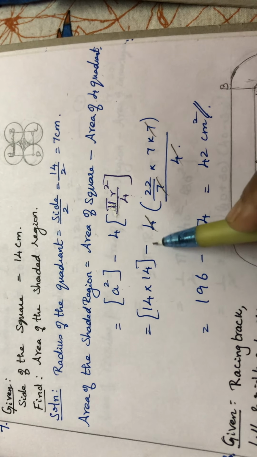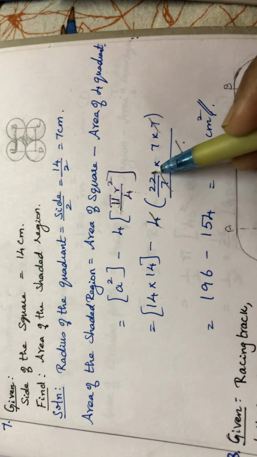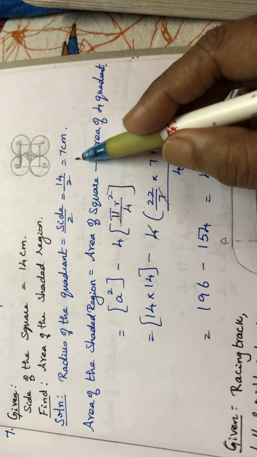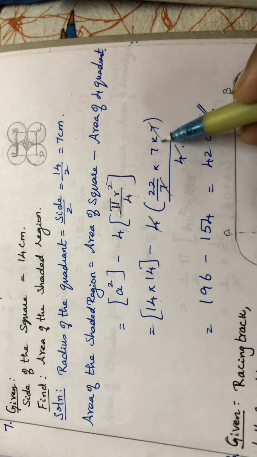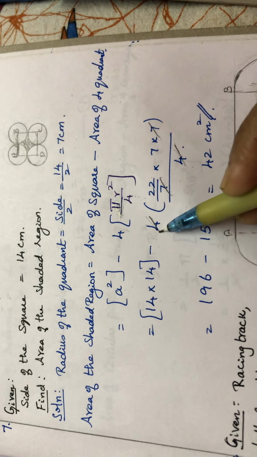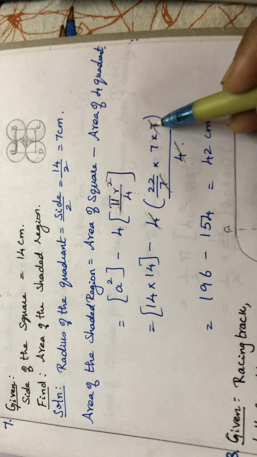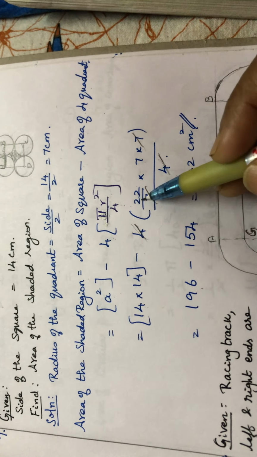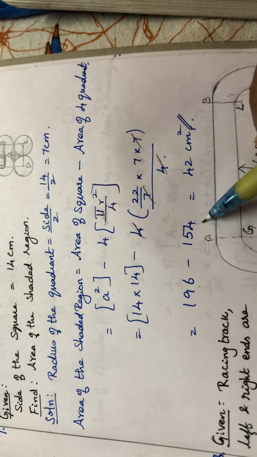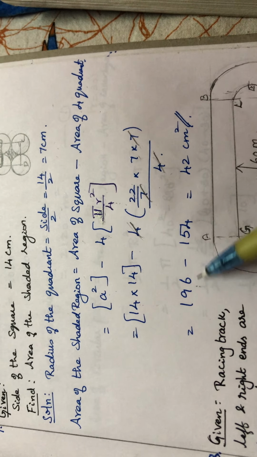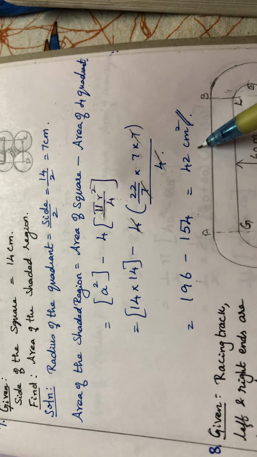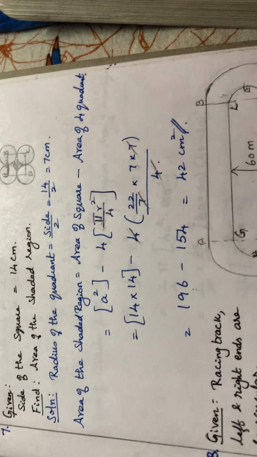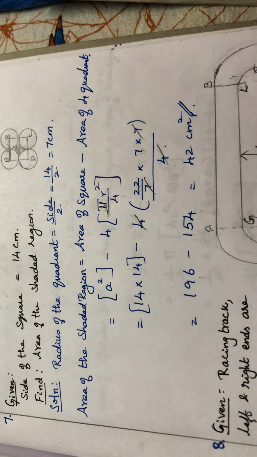So 14 into 14 minus 4 into pi value 22 by 7 into radius. The radius is 7, which we have calculated. So 7 into 7 by 4. This 4 and this 4 I cancel. Here this 7 and 7 I cancel. 14 into 14 is 196. Here 22 into 7 is 154. So when I subtract, 196 minus 154 is 42 centimeter square. So area of the shaded region is nothing but 42 centimeter square.